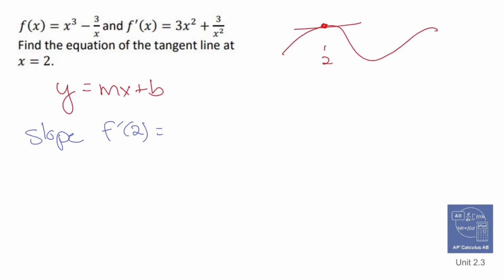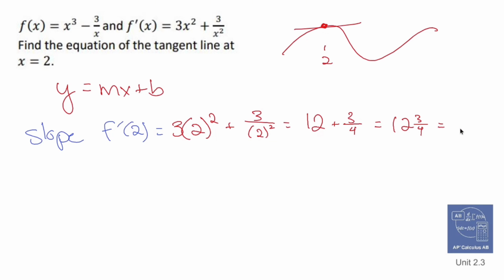3 times 2 squared plus 3 over 2 squared. Ugh. So that's going to be 3 times 4, which is 12, plus 3 over 4, which is 3/4, so 12 3/4. And if I wanted to, I can make that 51 over 4. Maybe we'll do it that way. Okay? Now we have our slope.